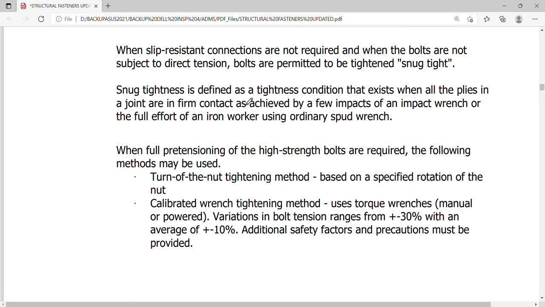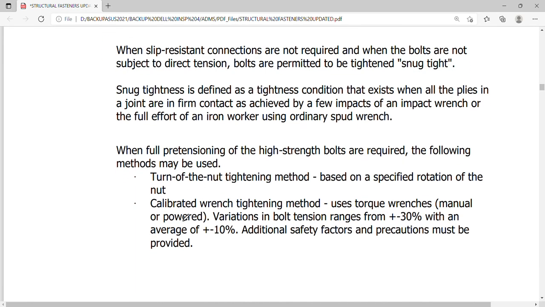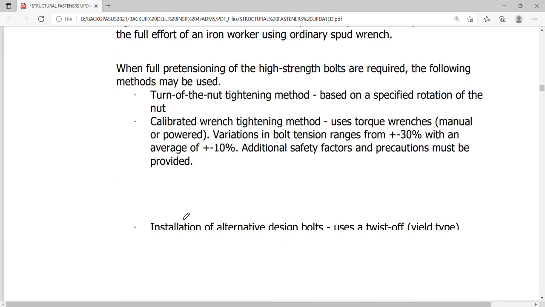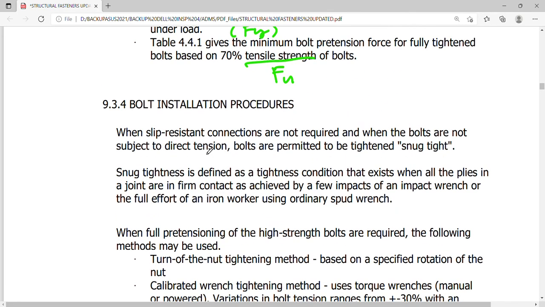So for the bolt installation procedure, whenever you have a slip resistant connection, the tightening of the bolt must follow some procedures. One, two, three. I think these are four different methods for tightening.